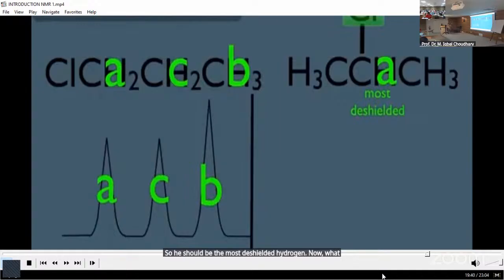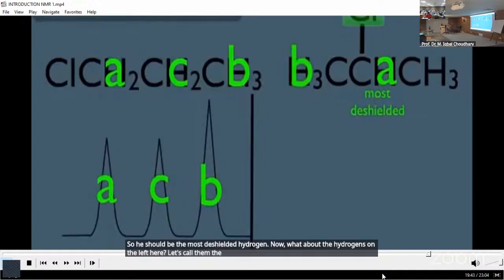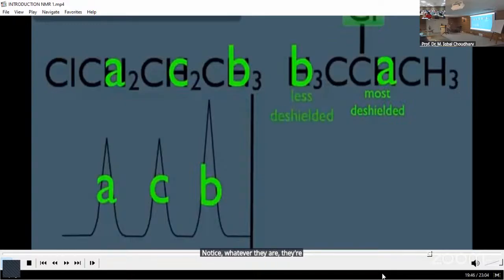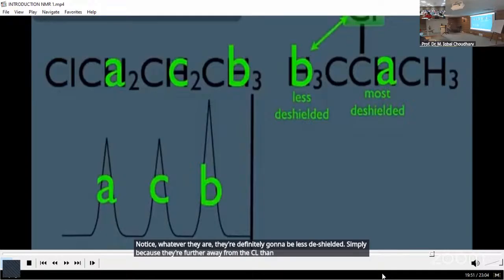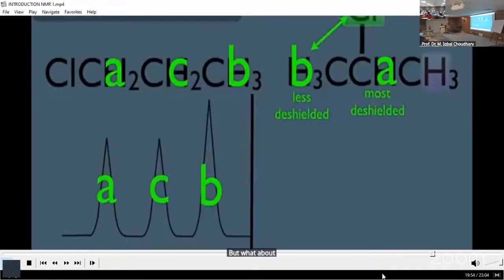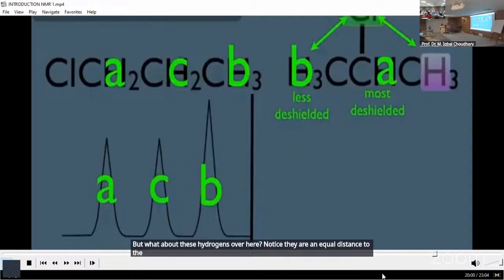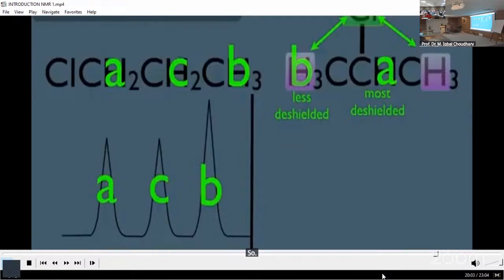Now, what about the hydrogens on the left here? Let's call them the B-type hydrogens. Notice, whatever they are, they're definitely going to be less de-shielded, simply because they're further away from the Cl than the A hydrogen is. But what about these hydrogens over here? Notice they are an equal distance to the Cl as the B-type hydrogens. So that means these hydrogens are roughly in the same electronic environment. The amount of energy to bring them into resonance would be the same, which means we can also call them therefore B-type hydrogens.